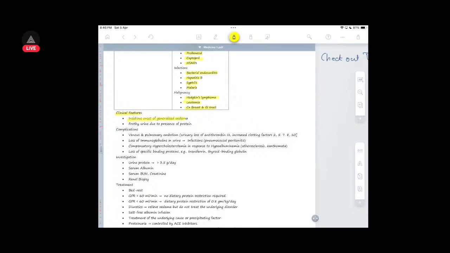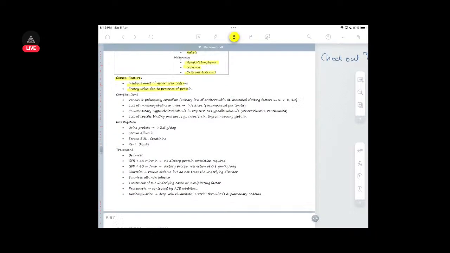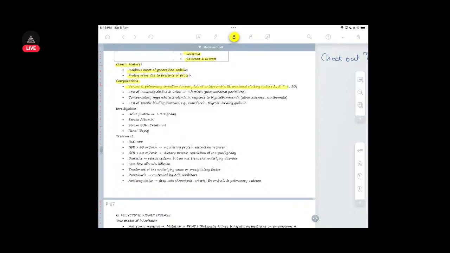Clinical features: it is insidious in onset, with generalized edema and frothy urine due to the presence of protein. Complications: venous and pulmonary embolism, as clotting factors are lost. Loss of immunoglobulins in urine, and specific loss of binding proteins such as thyroid binding globulin. Infections can occur due to loss of immunoglobulins. Compensatory hypercholesterolemia in response to hypoalbuminemia, leading to atherosclerosis.